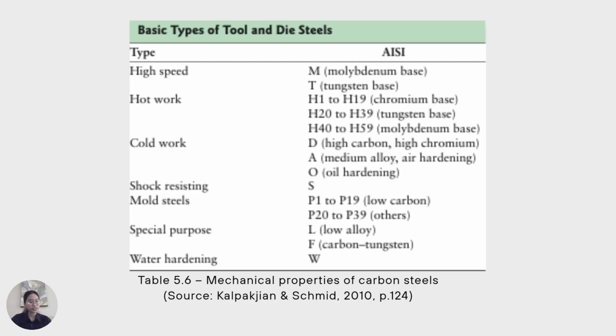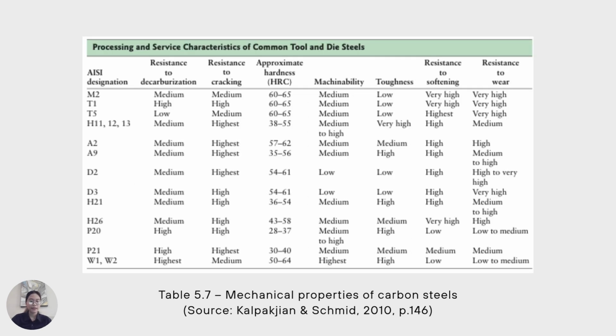Table 5.6 shows the basic types of tool and die steels. And then this table just shows the processing of the high-strength steels and the characteristics of common tool and die steels.